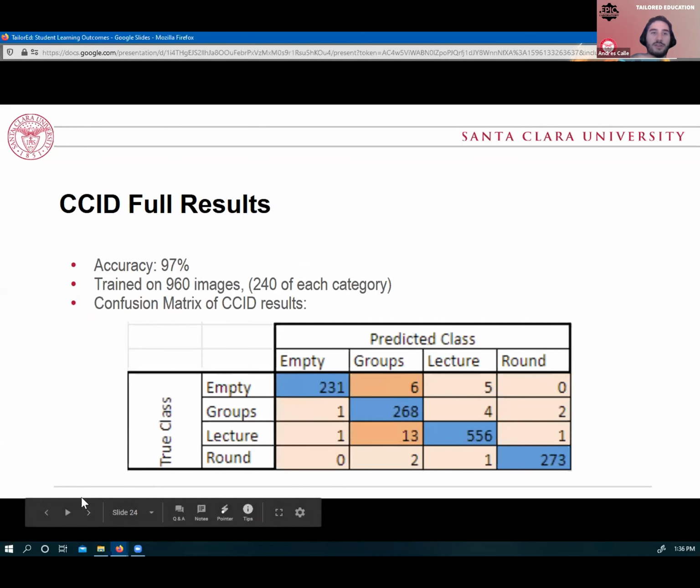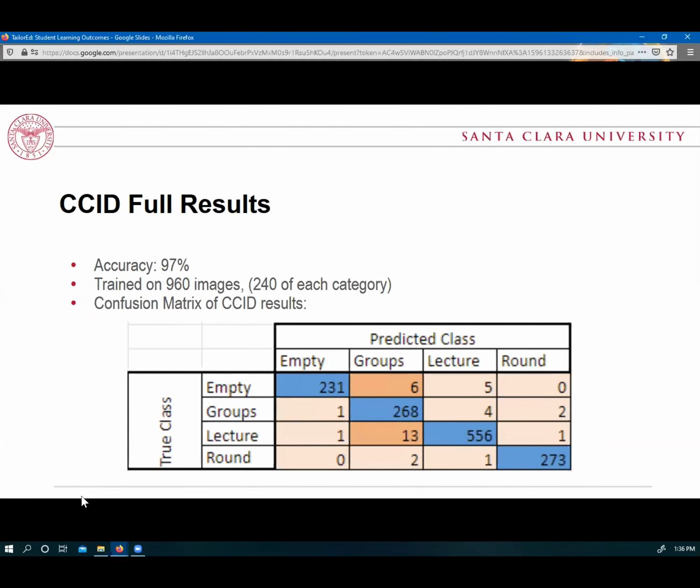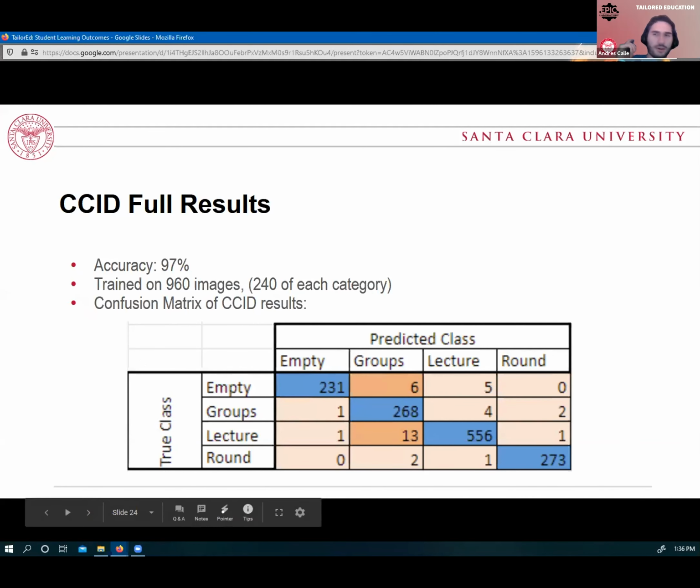Next. Right, so the full results that we managed to achieve with CCID is an accuracy of 97%. This is exactly what we were looking for, because one of the benefits of computer vision artificial intelligences is that they can get a higher level of accuracy than even humans can. We had to gather, I'm sorry, I'm hearing quite a bit of noise in the background, but we had to gather over 1,000 images, of which we used 960 for training. That is 240 distinct images from each separate category.